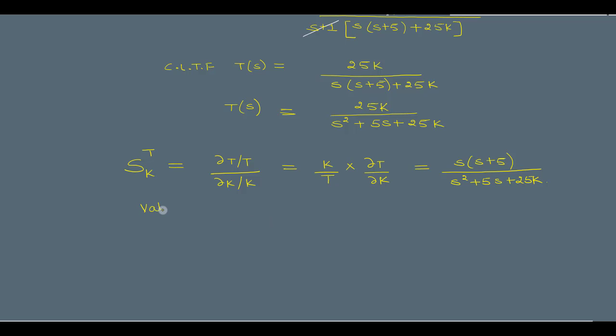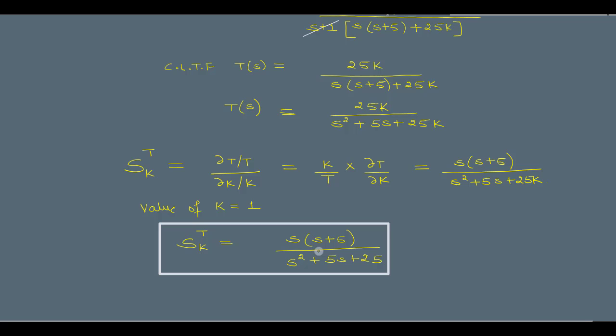Now the value of k is given to us. The value of k is given in the question as 1. So the final answer for the sensitivity of transfer function T with respect to k will be s into (s plus 5) upon (s square plus 5s plus 25). So this is the final answer for this question.